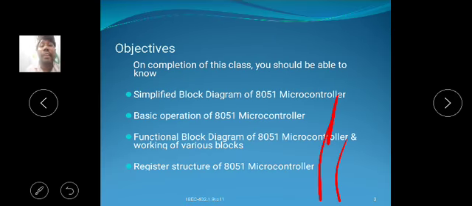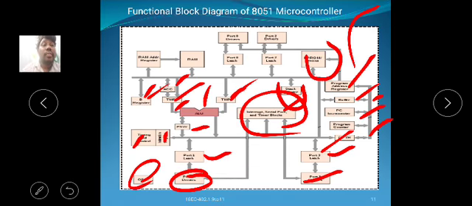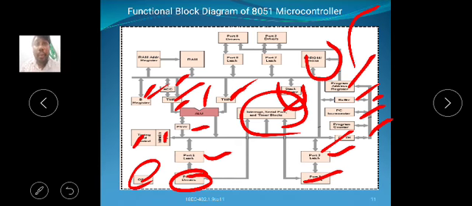And for the basic operation of 8051, you have to explain each block. The functional block of 8051 microcontroller and working of various blocks. You have to draw the functional blocks. That is one of the important subject topics. All of you must remember all the blocks in the 8051 functional block diagram, and also have to explain each block's operation.